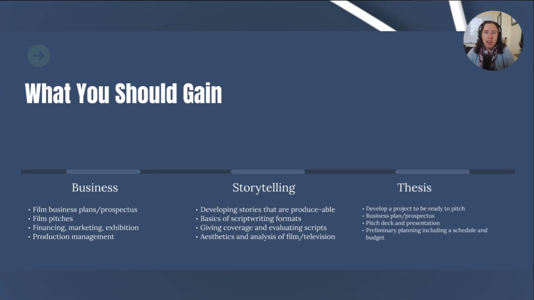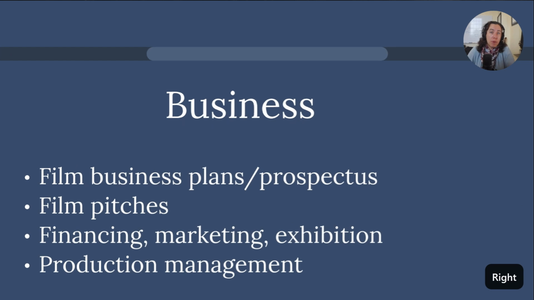So what you should gain from this degree are kind of 3 categories of knowledge: business, storytelling, and that big thesis capstone where you have a finished project that can go out in the world. In the business world, you'll look at film business plans and how those differ and are the same from normal business plans. A little bit on prospectus, on how you would put that together if you're making a pitch. Really, when we make films, they are their own businesses in all manners of treating them. So it's important to know how to make that happen.